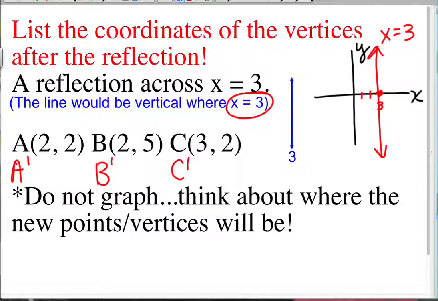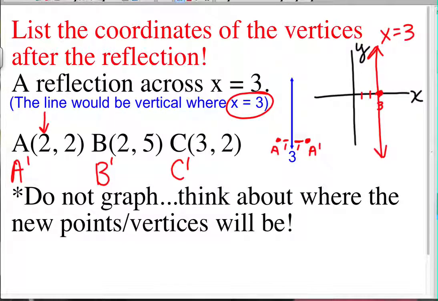So think, looking at A, looking at the x, right here, in this point, A, the x value is positive 2. Where would that be? It would be 1 unit away from where x is 3, right? Because in A, x is 2, and we're reflecting it across the line where x is 3. So this would really be 1 unit away. So if you were to reflect it across that line, and it would be 1 unit away to the other side, wouldn't it? Wouldn't it fall over here? Wouldn't that be A prime?